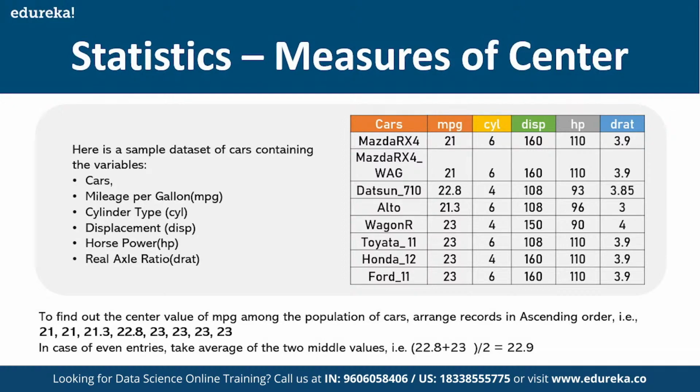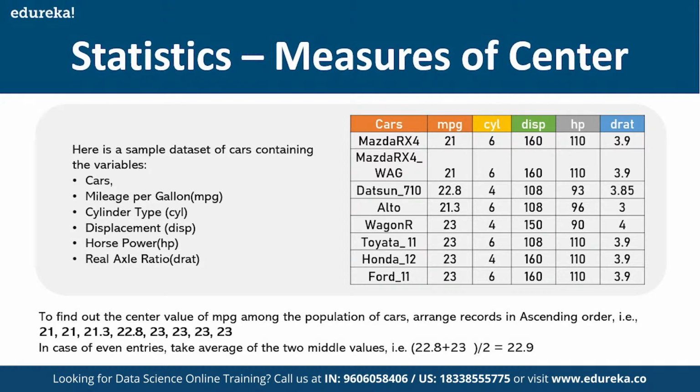Ascending order or descending order doesn't matter. You have to arrange in a particular sorted order. That's what is important. From there, you calculate the middle value. So if you see here, from this data, first I sorted, it's already sorted. Higher to lower or lower to higher doesn't matter. You have to sort it. After sorting it, take the middle value. So 22.8 is your middle value. That's how you infer it.